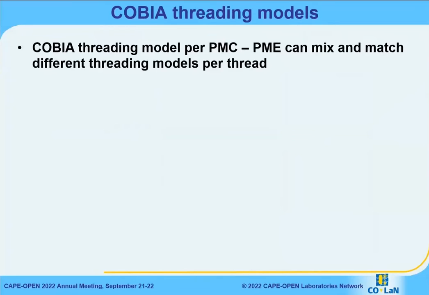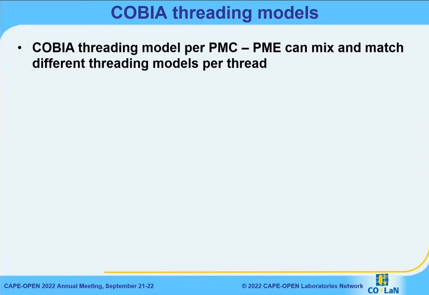Okay, so that was the COM threading models, and as may have become clear over the last couple of slides, the problem with the COM threading models is really that everybody needs to agree about the threading model. All the PMCs and the PME need to have a compatible threading model, or marshalling will occur. So we didn't want to do that in COBIA.